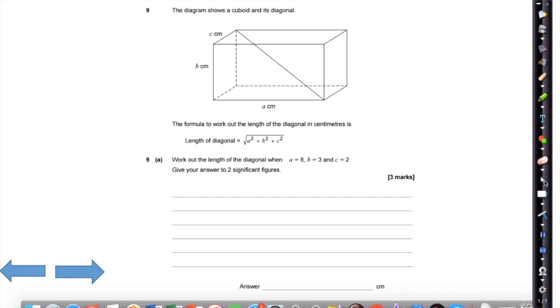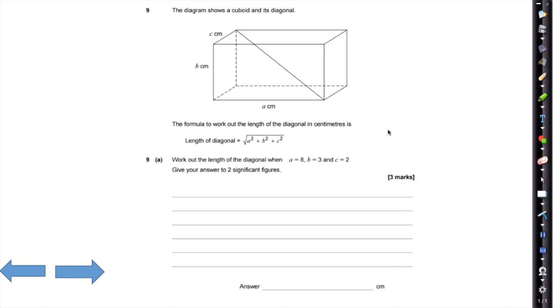Question 9 is a question looking at a 3D Pythagoras at a glance, but we're actually saying to work out the formula, the length of the diagonal, is given as the square root of a squared plus b squared plus c squared. If you want to work out the length of the diagonal when a is 8, b is 3, and c is 2, give your answer to two significant figures.